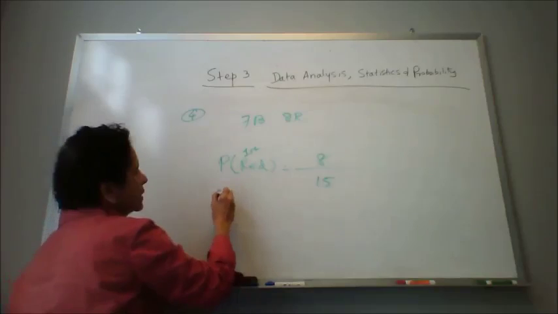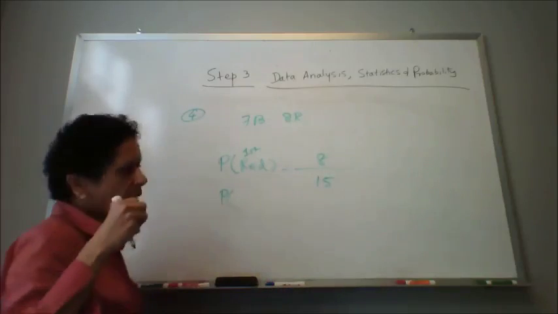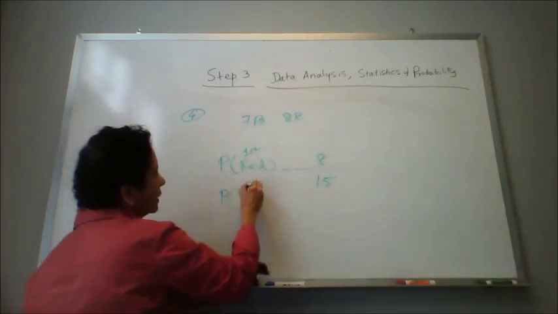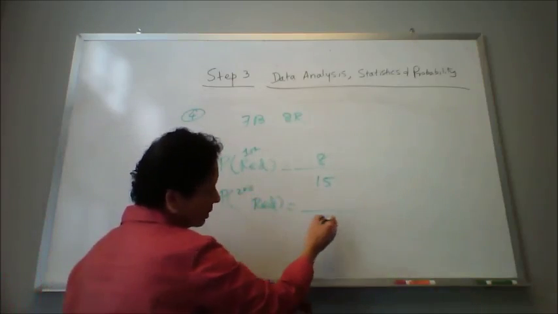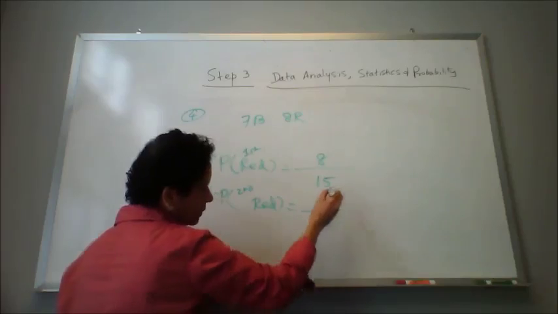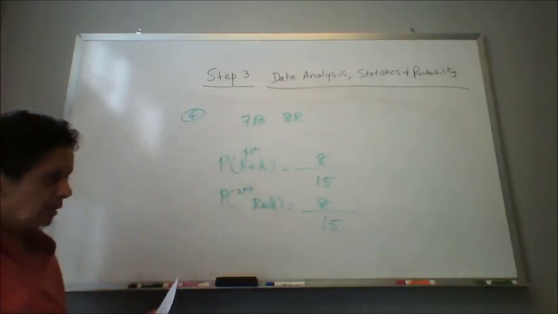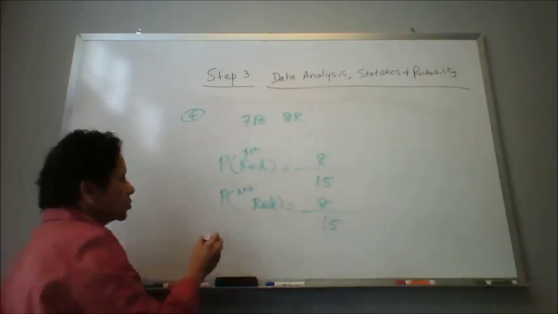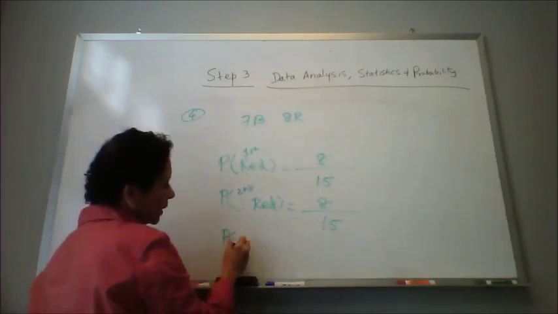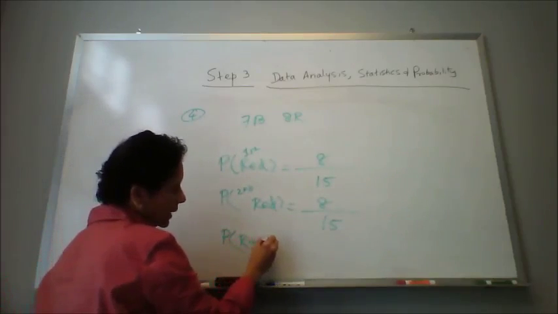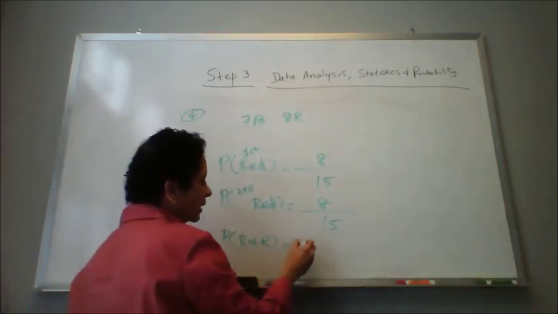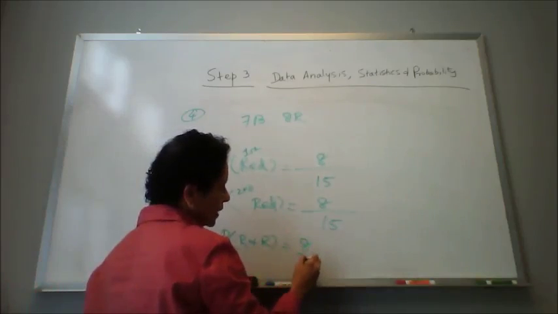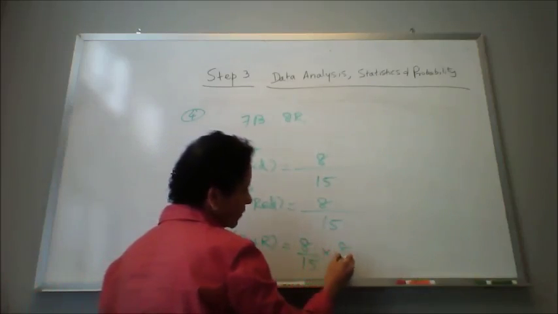So then the second time I'm taking another ball, and then the probability that the second one is red, again, in the jar, again there are 15 balls and then 8 of them are red. So again, it's 8 out of 15. So now the probability that I'm getting a red and then a red, what is the probability that I'm getting this and that? So then that is 8 over 15 times 8 over 15.